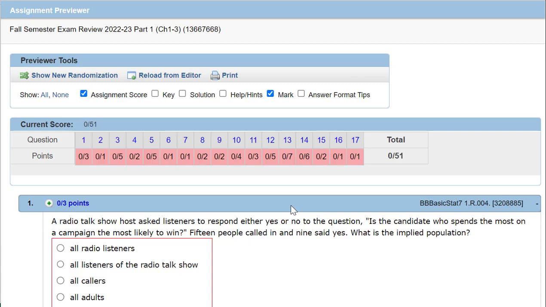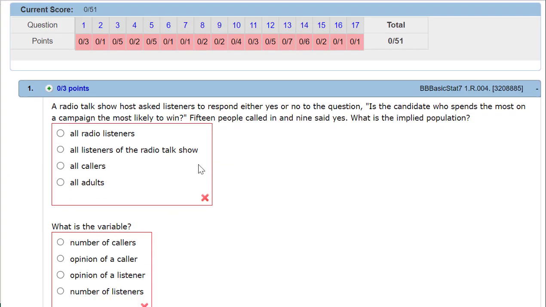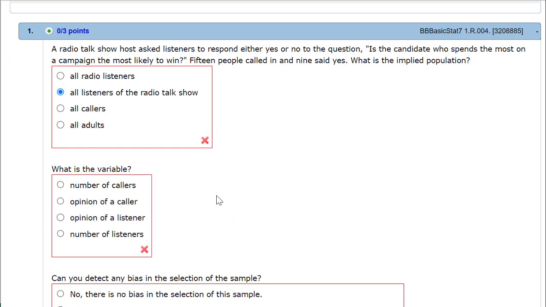So a radio talk show host asks listeners to respond either yes or no to the question, is the candidate who spends the most on a campaign the most likely to win? 15 people called in and 9 said yes. What is the implied population? So who are they trying to gather data from? So I would say that probably all listeners of the radio talk show is who they're trying to get to. What is the variable?